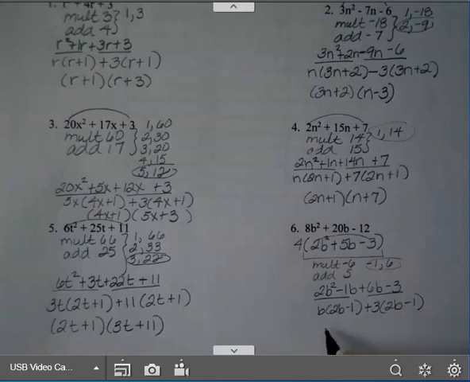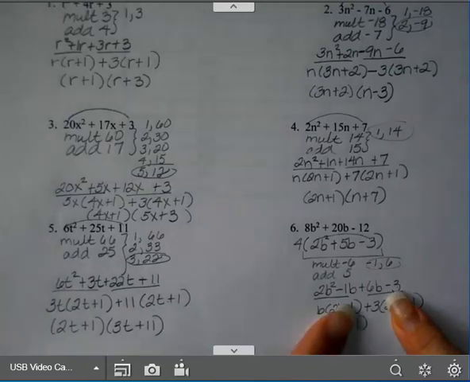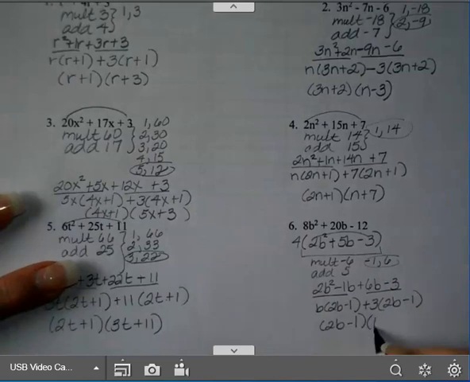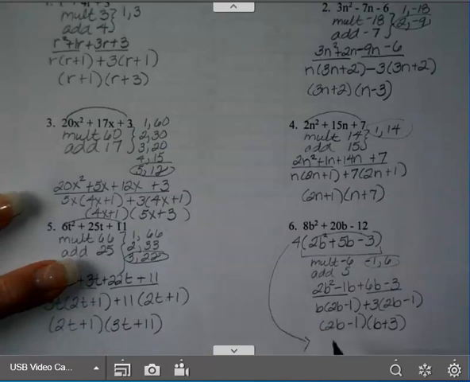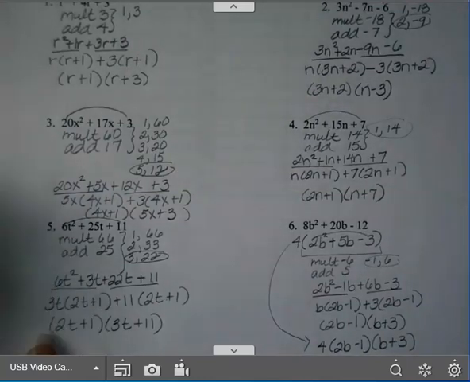Now these each have a 2b minus 1. When I take the 2b minus 1 out, I'm left with a b plus a 3. And so the final factorization of this, you'll have the 4, 2b minus 1, and b plus 3. And that will complete our notes today.